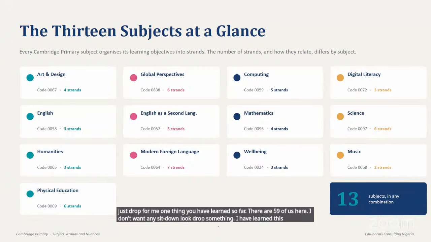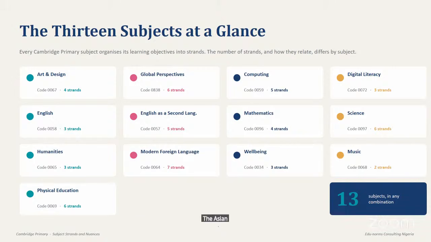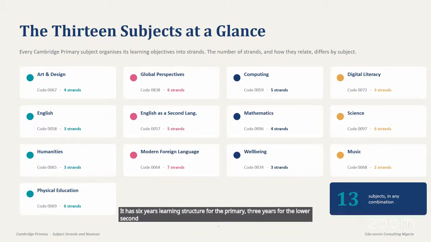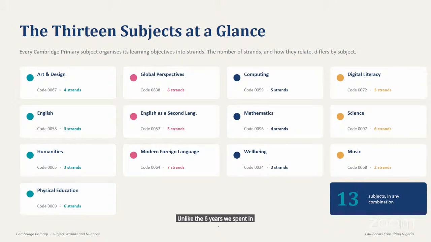Now, case studies on Cambridge. From the primary level, we have 6 years. Cambridge has a 6-year learning structure for the primary, 3 years for the lower secondary, and 2 years for the upper secondary. A child running the basic curriculum spends only 5 years in secondary, unlike the 6 years we spend in Nigeria in the secondary.